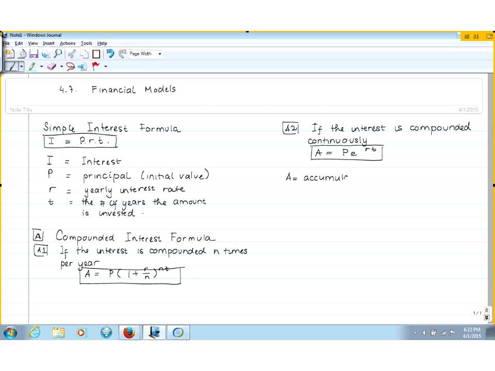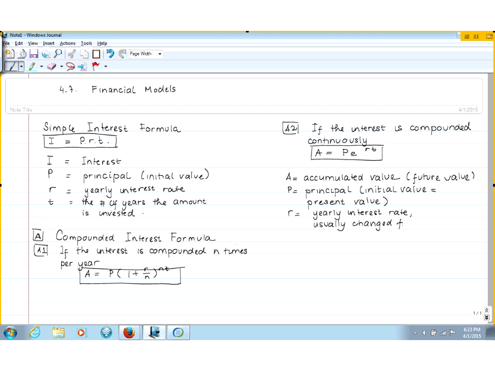A is the accumulated value. This is usually called the future value, for both formulas. P is the principal or initial value, and it's also called present value. R is the yearly interest rate. We usually change R from percent to decimal. Usually it's given in percent, but we will have to change it to decimal.